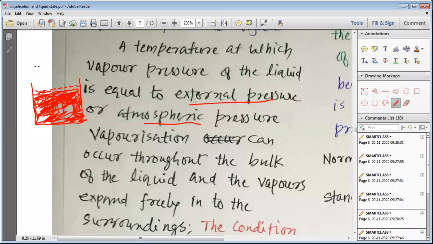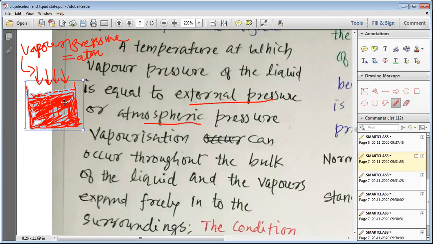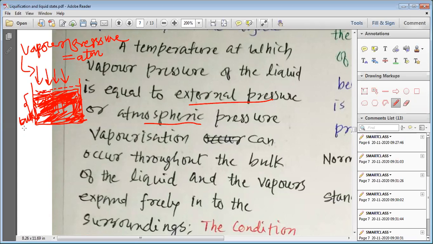But then, they also generate a pressure on the surface due to vapor. This pressure is called vapor pressure. And when this vapor pressure becomes equal to atmospheric pressure, the vaporization starts into the bulk. This region, what we can see here, is known as bulk. So the molecules from the bulk also start converting into gas. This condition we call boiling. So when vaporization takes place into the bulk apart from the surface, that particular condition is known as boiling.